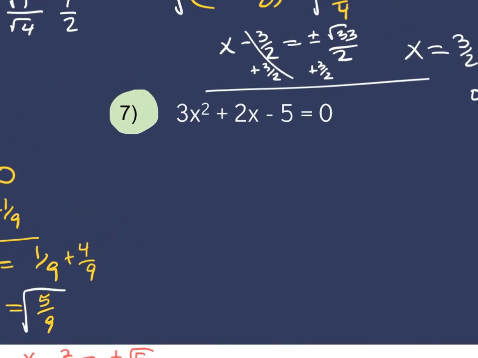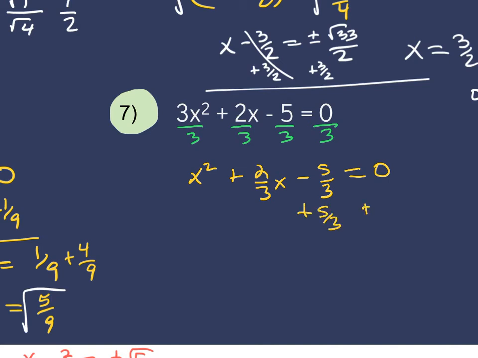Again, same thing. I'm going to divide everything by 3 before I start my process. And then I'm left with x squared plus 2/3 x minus 5/3 equals 0. Move the constant. X squared plus 2/3 x, leave the blank space, equals 5/3.